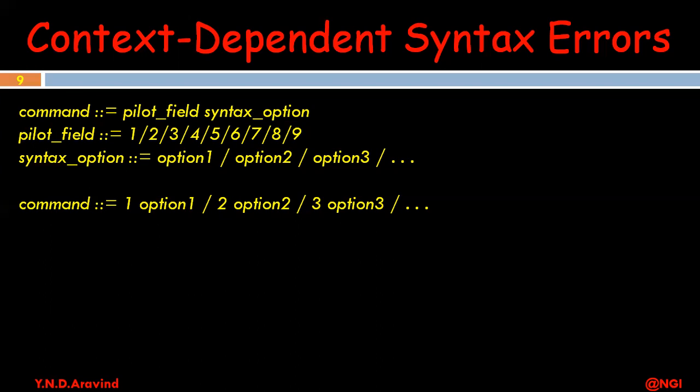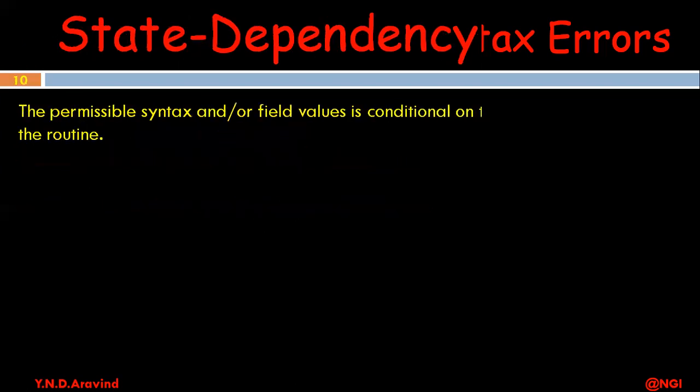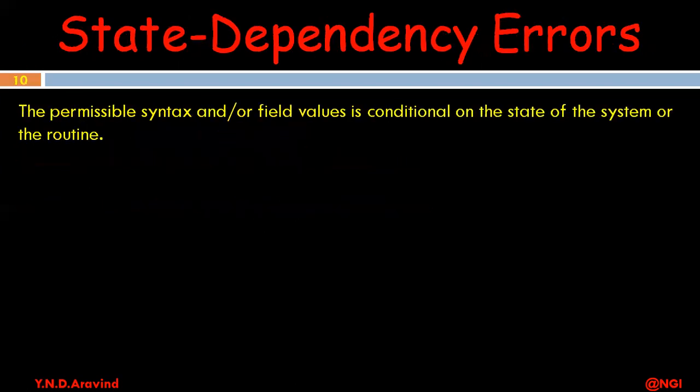And let us see the next kind of errors, that is state dependency error. Here the string of field values that may be accepted at one instance may not be acceptable at the next, because the validity may depend on the transactions or the system's state. What is the state at which it is present?